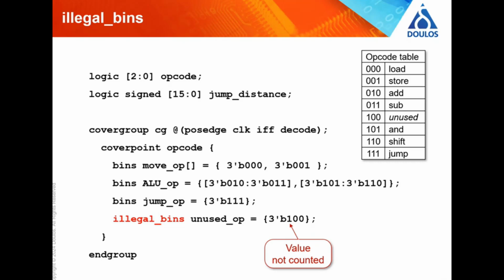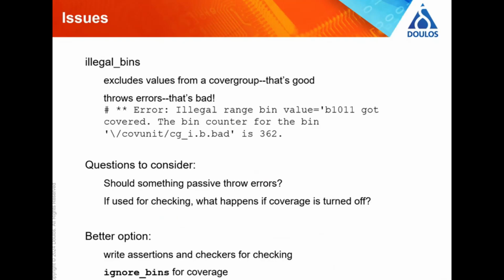In fact, do I have an example here? Yeah, right here's an example. You can see it said error, illegal range bin, value, whatever got covered. So it actively throws this error. The question I have for you, though, is should a passive component like a cover group be actively throwing errors? Yeah, I don't think so either. We had, as someone said, no.